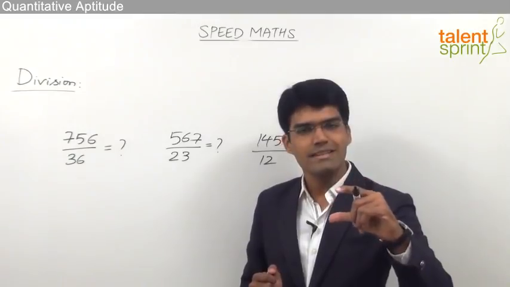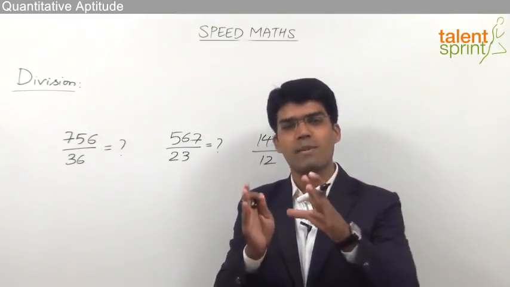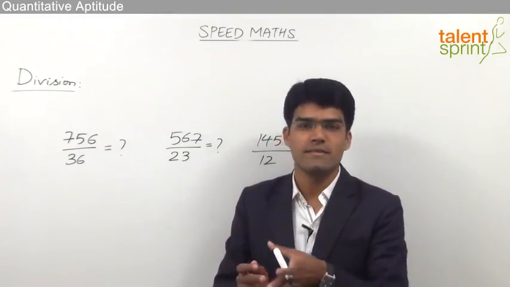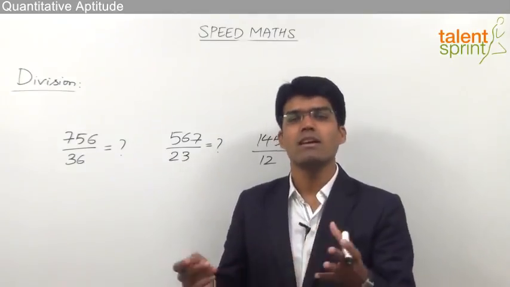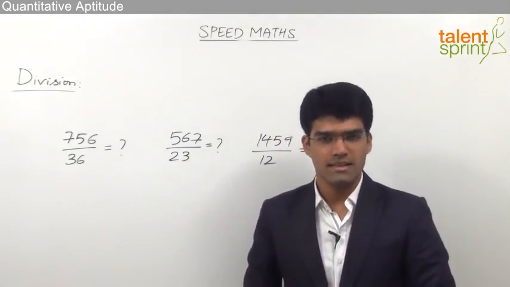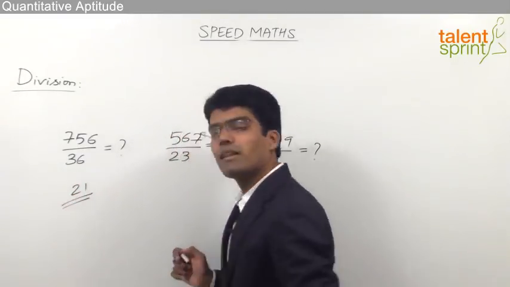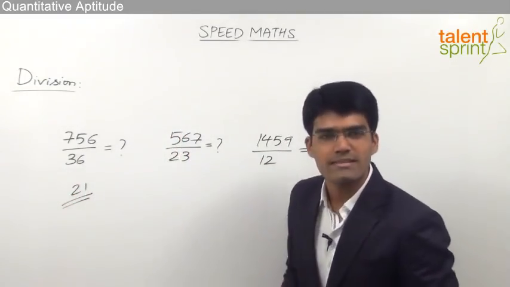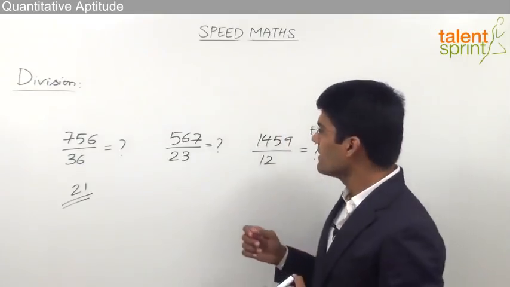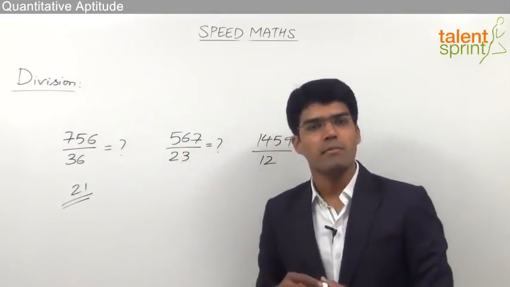What is 720 by 36? 20. And the next part here is 36 by 36, which is 1. 20 plus 1, 21 has to be the exact answer. Since there is nothing left out, we can say that the exact answer here is 21. I hope you all got 21 as the answer there. The next question here is 567 divided by 23.